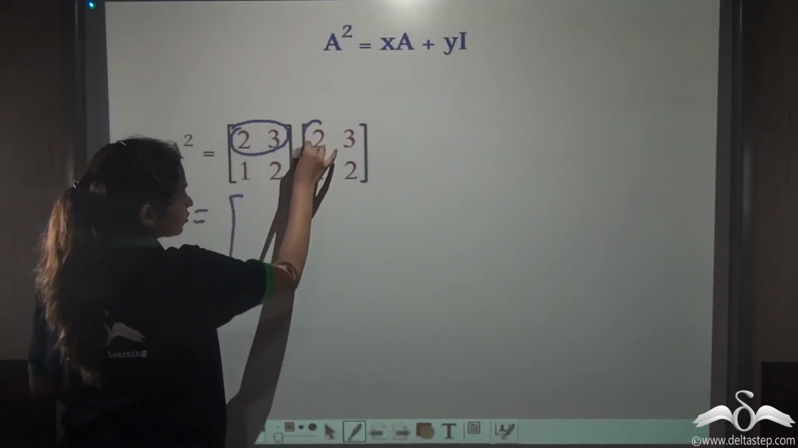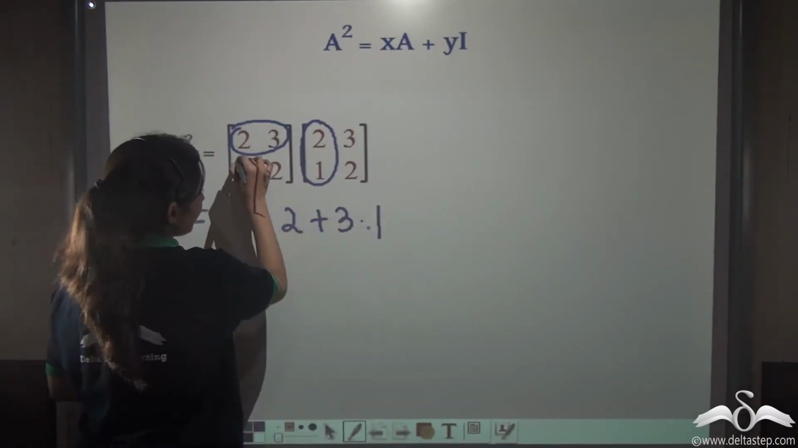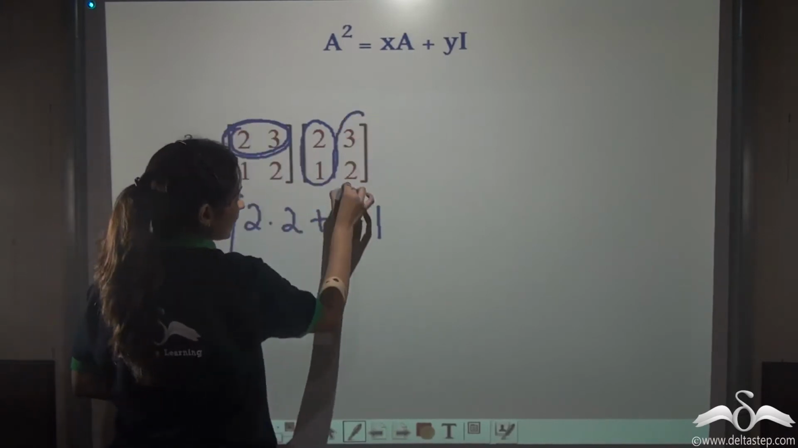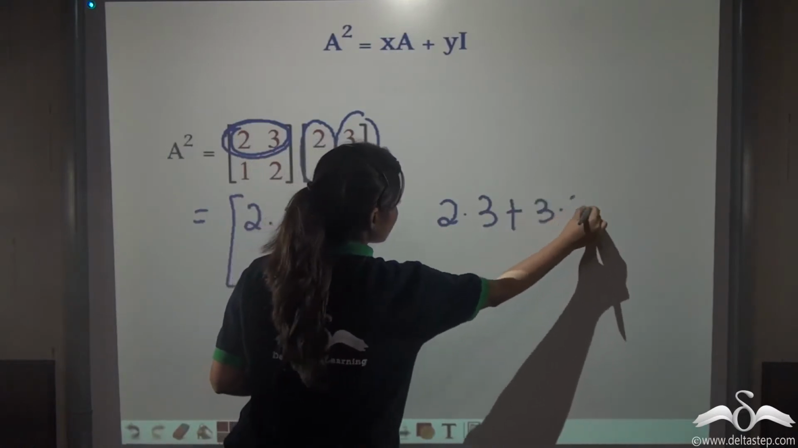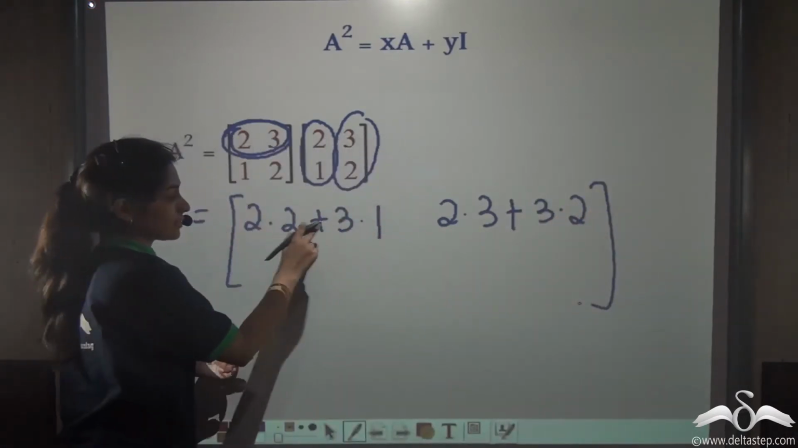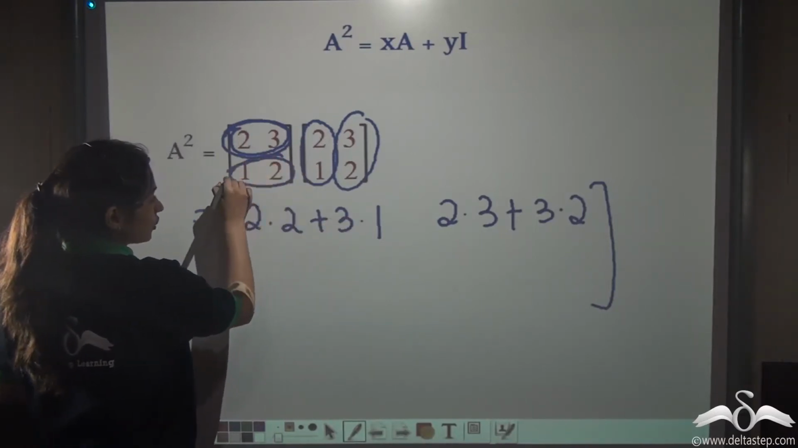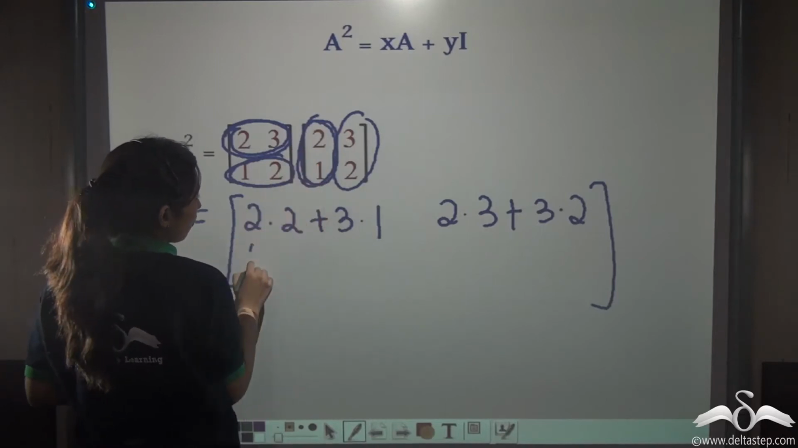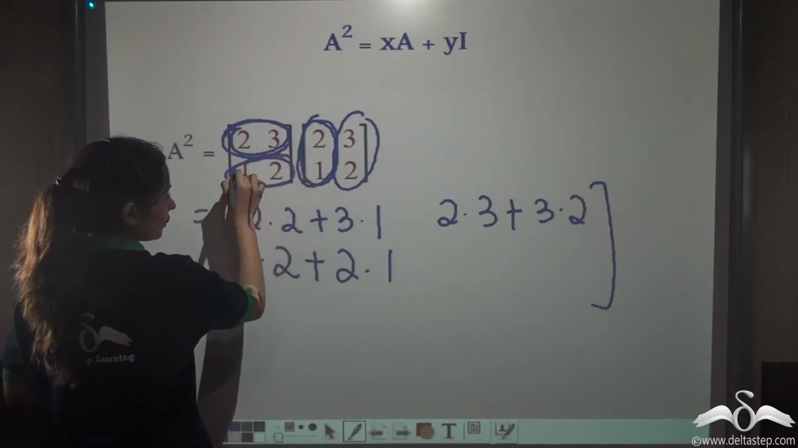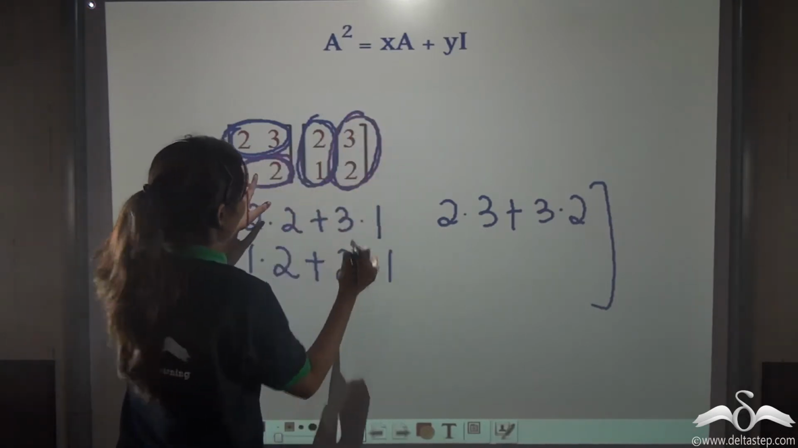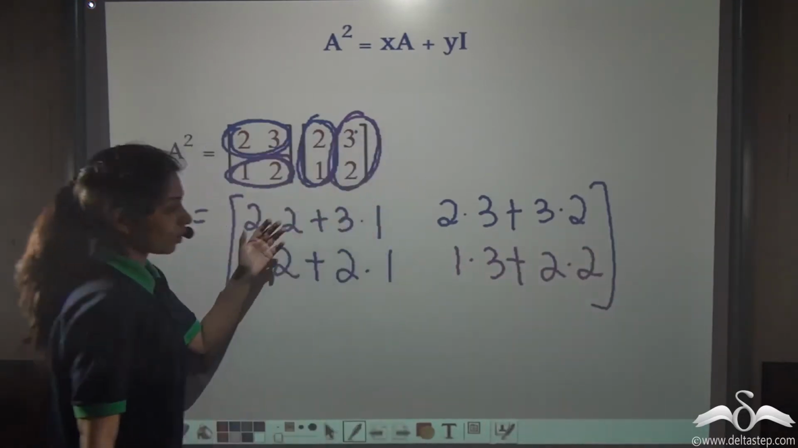First this row and this column: 2 into 2 plus 3 into 1. Then this row into the second column: 2 into 3 plus 3 into 2. Do not mistake this dot as a decimal; it is just used for multiplication. Now, the second row into the first column: 1 into 2 plus 2 into 1. Again this row with the second column: 1 into 3 plus 2 into 2. Now, solve this further.